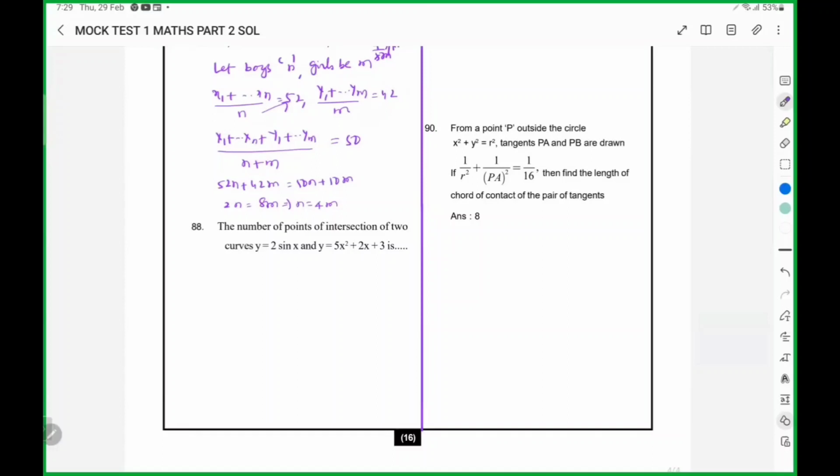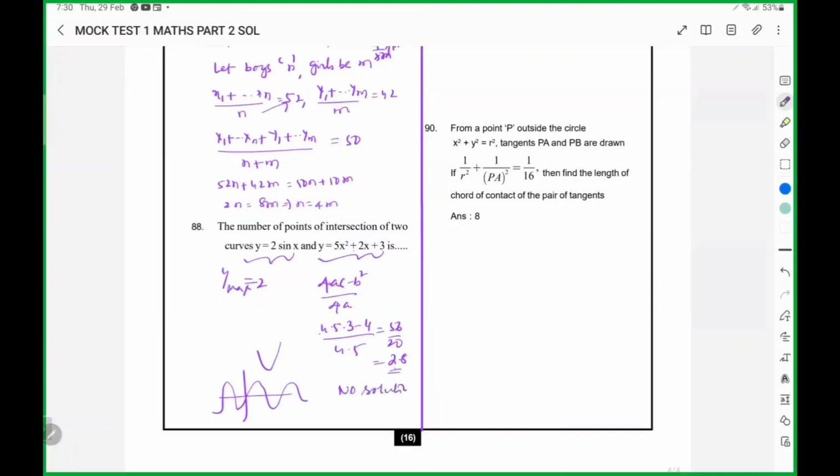Now the number of points of intersection. So y here is 2 sin x, and here the minimum value will be, it's a quadratic, 4 into 5 into 3 minus 4 by, so 15, 16, 56 by 20, 2.8 you get here. Y maximum is 2. Here y minimum is 2.8. That means this is the sin x curve, and the other curve has 2.8 as its minimum. They never intersect. So no solution. Number of solutions is 0.